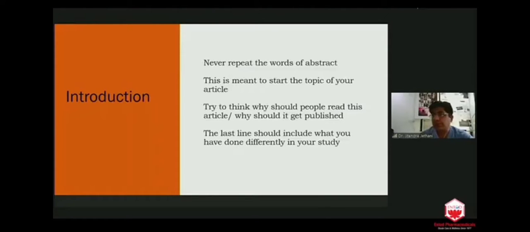Introduction: you should never try to repeat the words of the abstract. Obviously this is meant to start the topic of the article. So you have to try to think why people should read this article, why it should get published, what has already been done, in a single line.